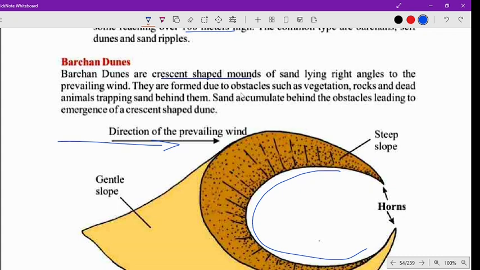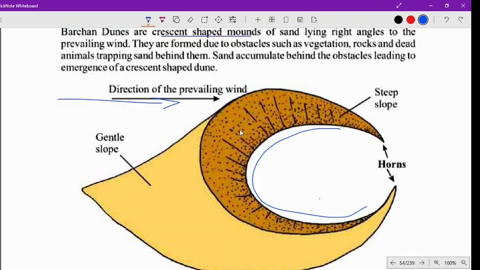They are formed due to obstacles such as vegetation, rocks, and dead animals trapping sand behind them. The sand accumulates behind the obstacle, leading to emergence of a crescent-shaped feature. So maybe a tree is here, so it will accumulate sand behind it.